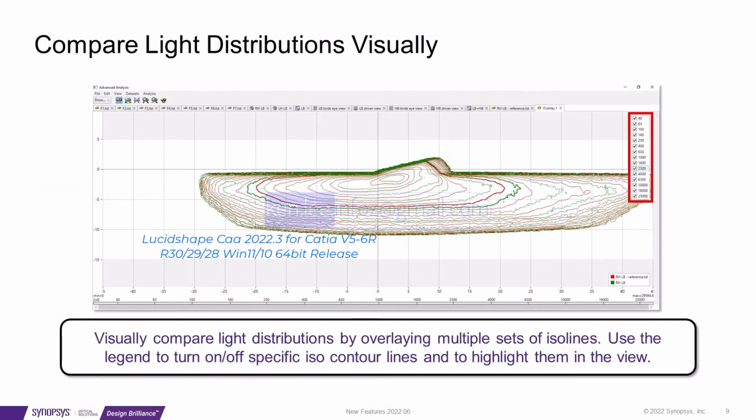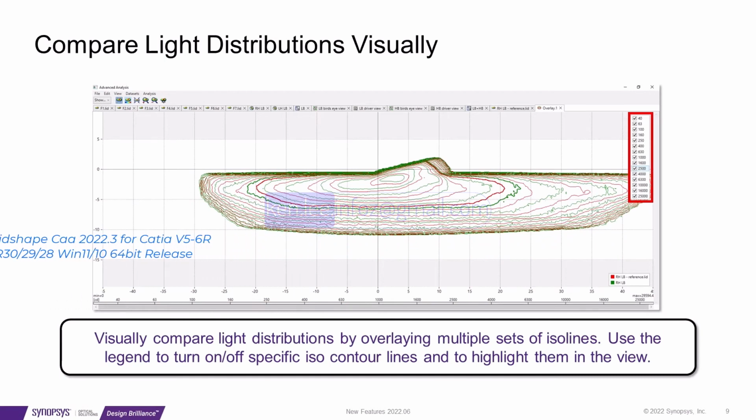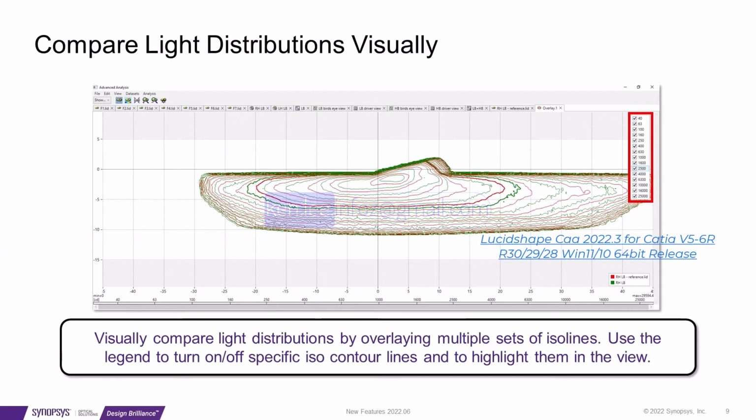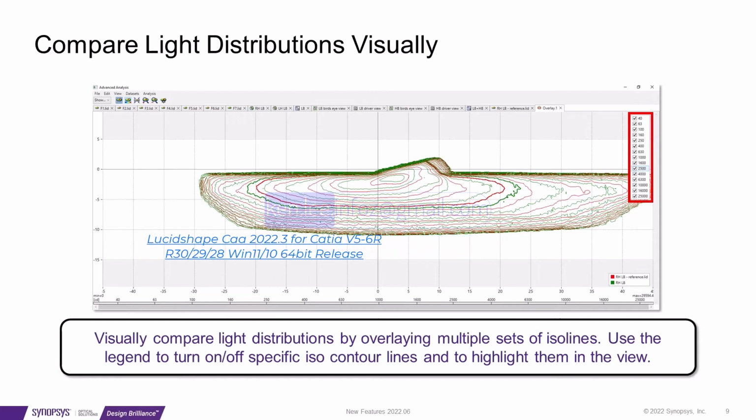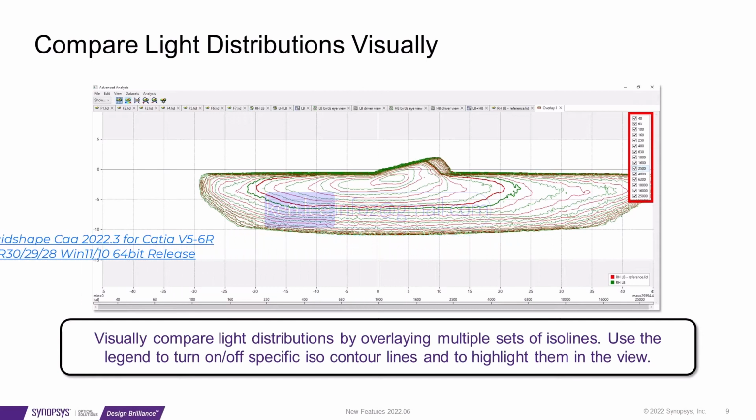Another new feature is the isoline overlay. You can visually compare light distributions by overlaying multiple sets of isolines, then using the legend to turn on and off specific isolines and to highlight them in the view.